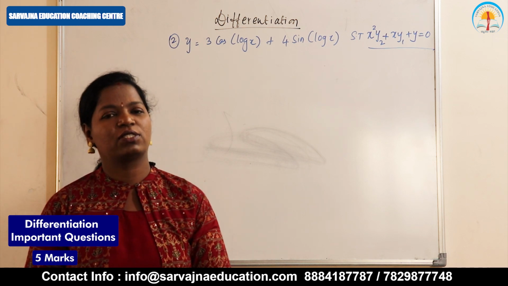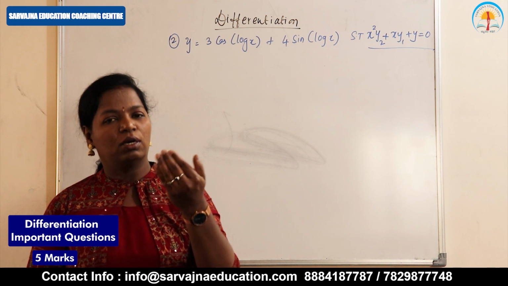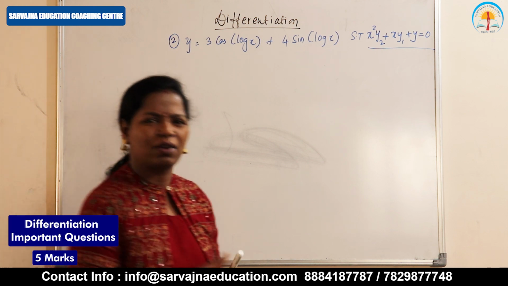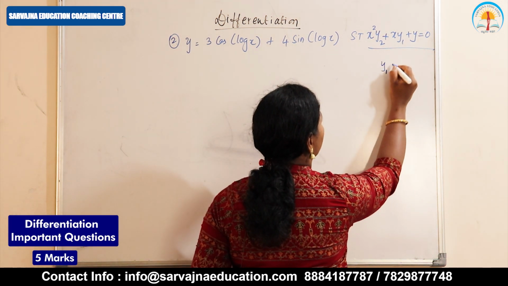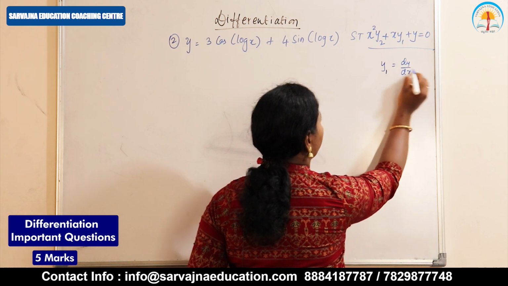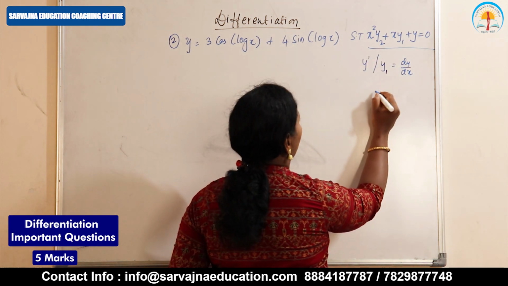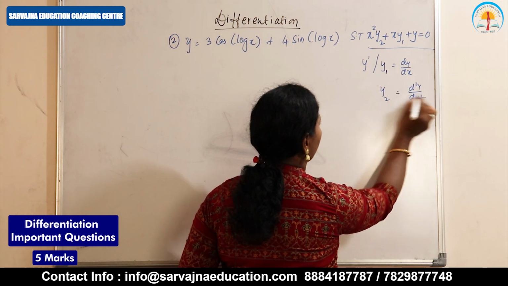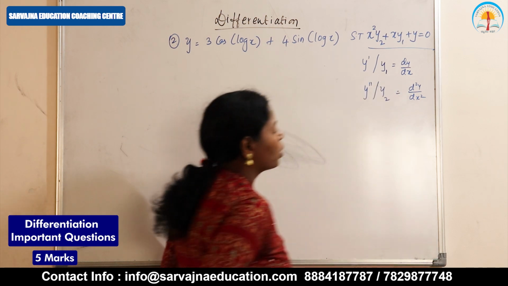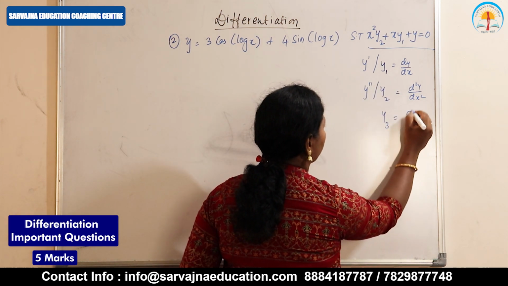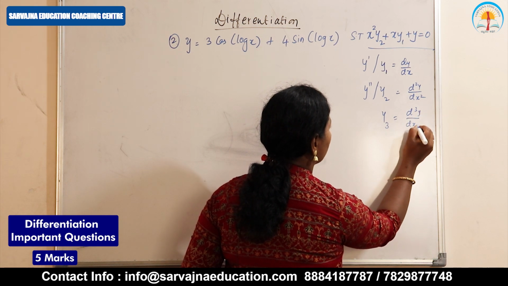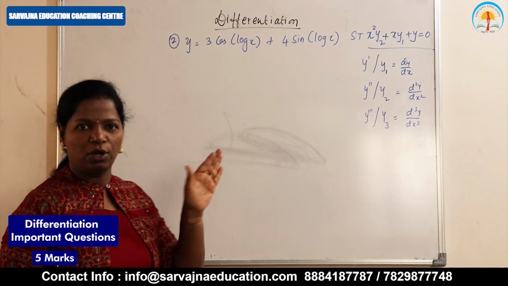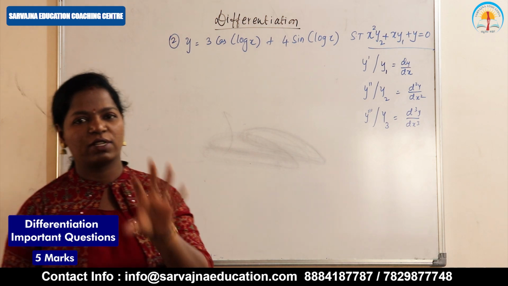In the first class of differentiation video itself, I have already told you how to represent dy by dx, d square y by dx square and all in a different form. Once again, I'll write it here. y1 is nothing but dy by dx, sometimes we can represent it as y dash also. And y2 is nothing but d square y by dx square, sometimes it can be y double dash also. So y3 is nothing but d cube y by dx cube, sometimes it will be y triple dash. Okay, done? So these you should know while doing the 5 marks differentiation problem.